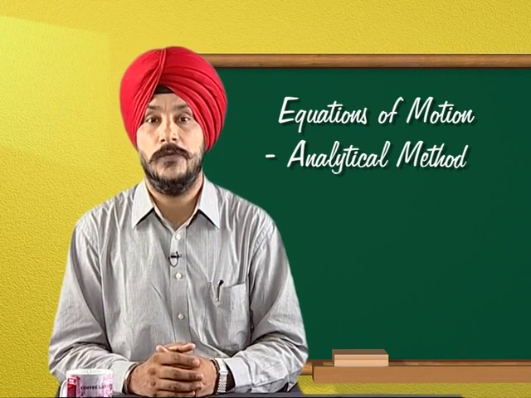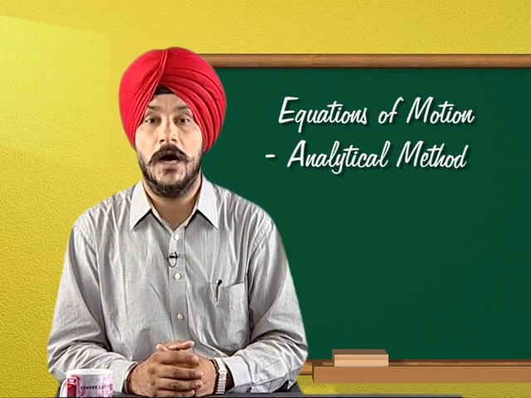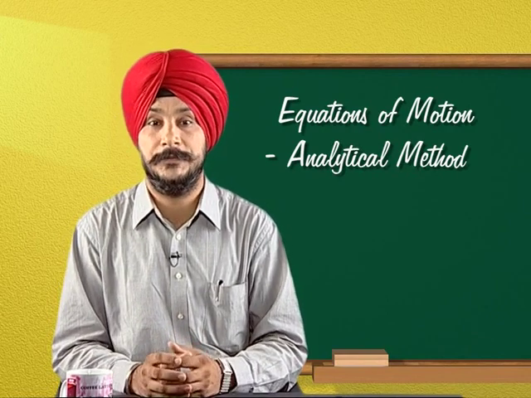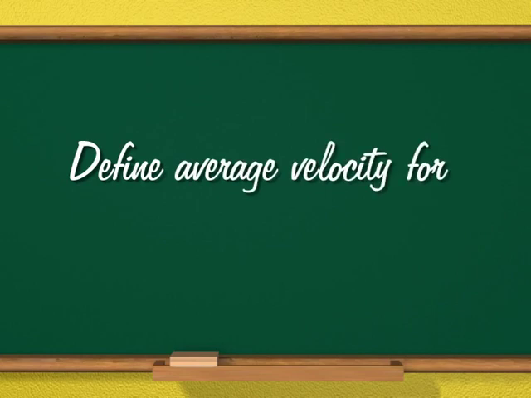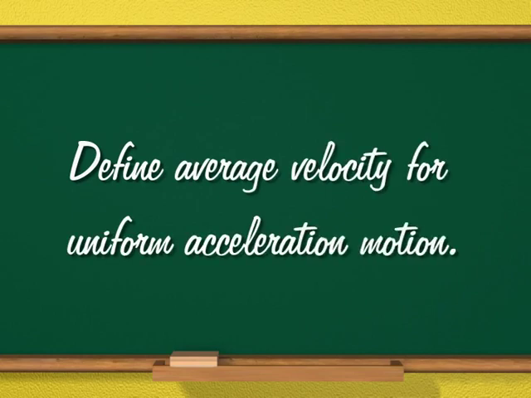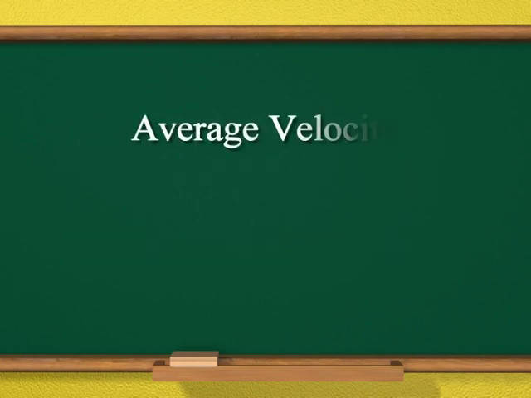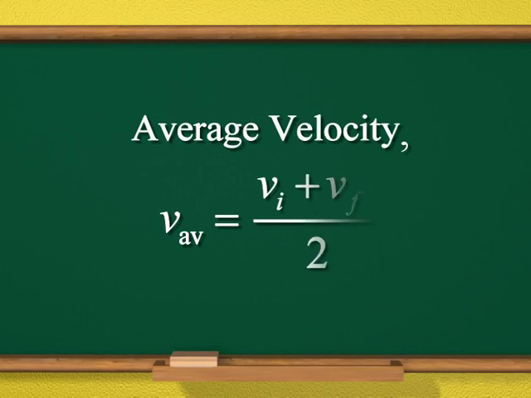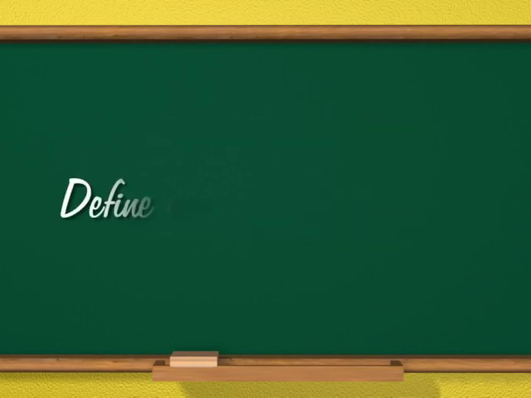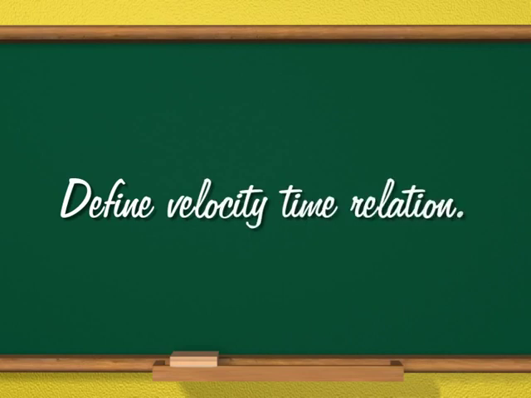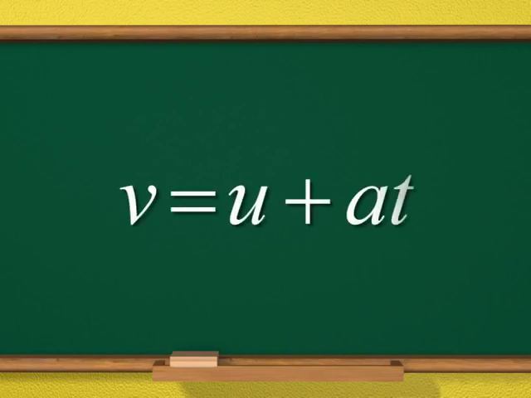Here's a quick test for you to find out how much you have actually absorbed. Question: define average velocity for uniform acceleration motion. Answer: average velocity is the mean of initial and final velocities. Question: define velocity time relation. Answer: it is v equal to u plus a t.